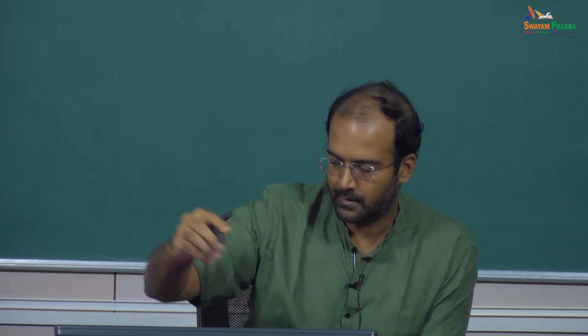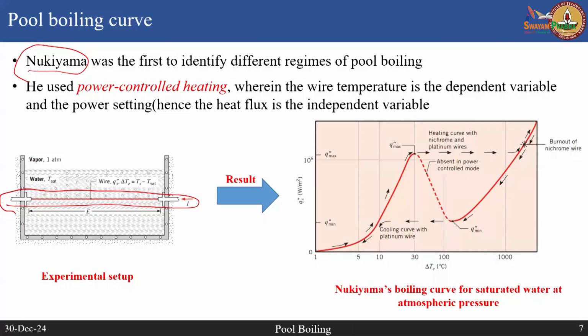It looks quite simple, and it was first done by Nukiyama. He is a Japanese scientist from the early part of the 20th century, and this boiling curve is named in honor of Nukiyama as the Nukiyama boiling curve. So what he did was he used power-controlled heating, that means he was able to control how much heat flux he was supplying to the nichrome wire, rather than controlling the temperature of the wire.